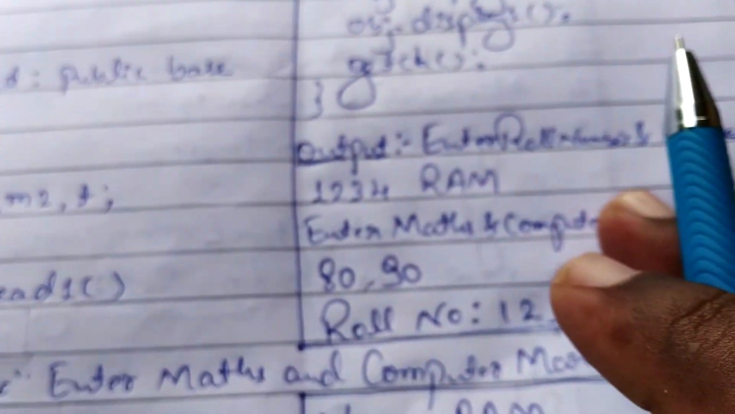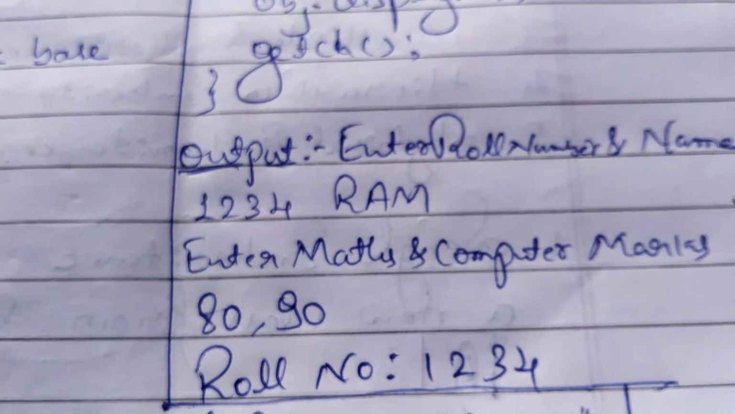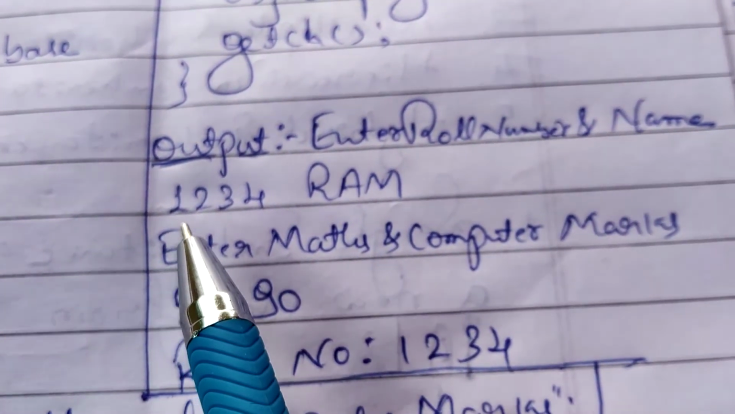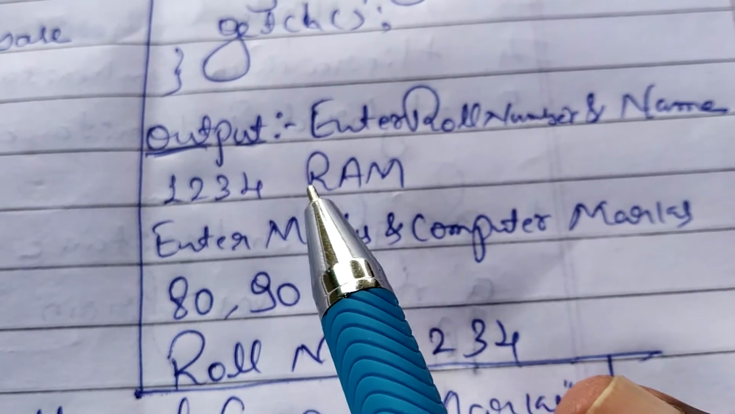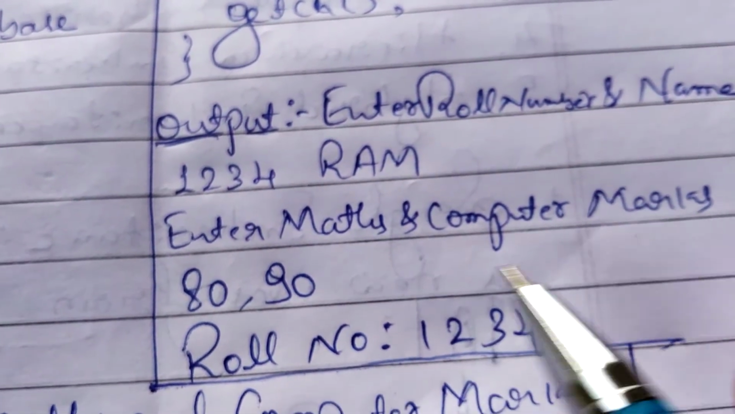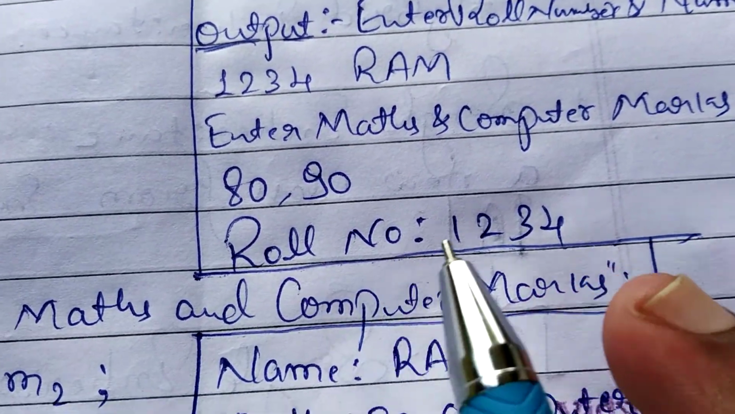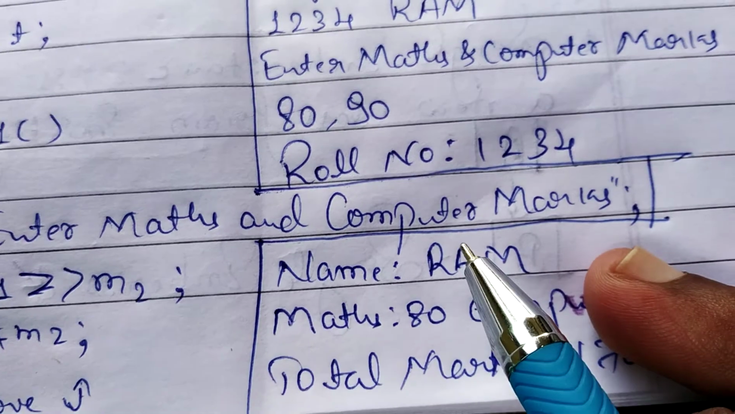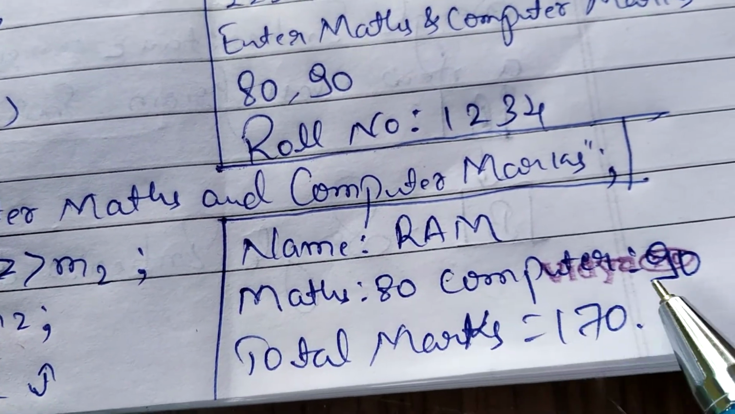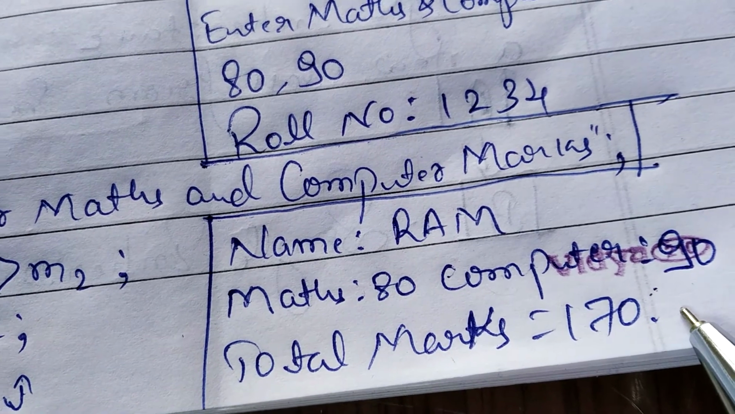Calls it here. Just after execution, it will show enter roll number and name. I have entered 1234 as the roll number and RAM as the name. Enter maths and computer marks. I have put 80 and 90 as marks. It will show roll number is 1234 and name is RAM, maths is 80, computer marks is 90, total marks is 170. Okay.